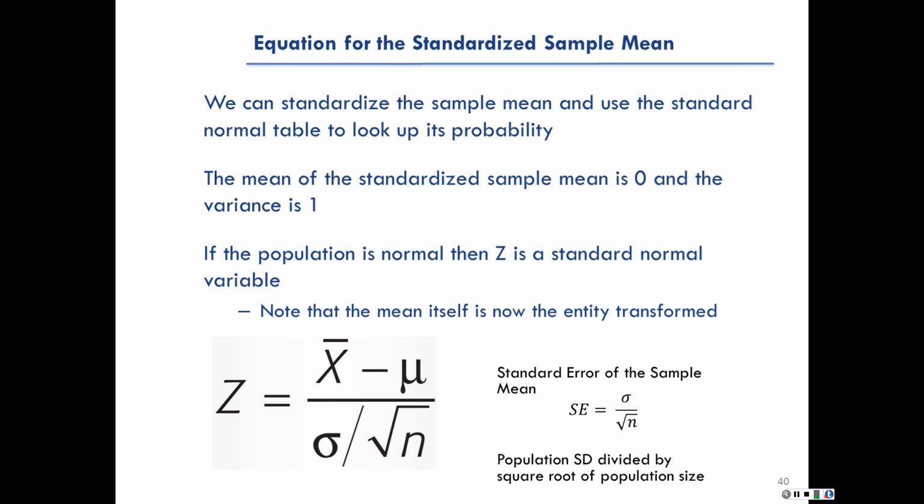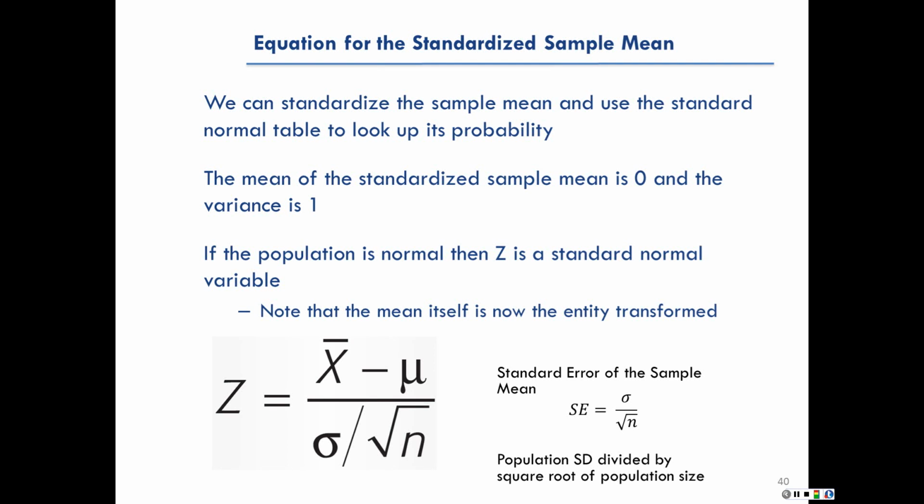And let's talk about the standardized sample mean. We can actually standardize the sample mean just like we did in the previous lecture for the random variable x, because the sample mean is also itself a random variable. And then we use the standard normal table to look up its probability. The mean of the standardized sample mean is 0 and the variance is 1.